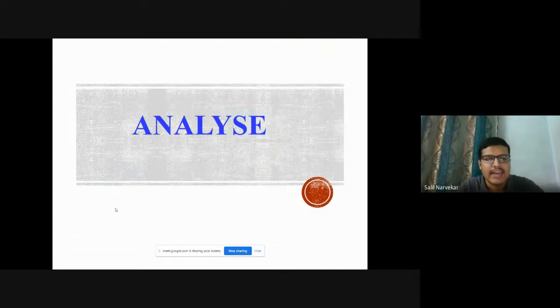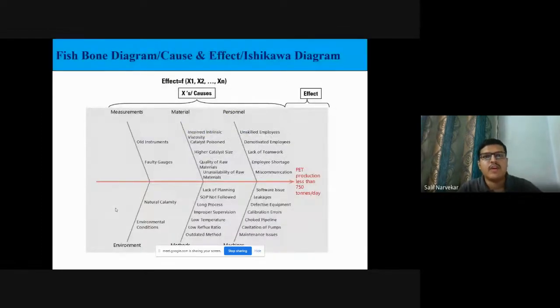Now coming to the analyze phase. In the analyze phase, we try to analyze the process for issues and root causes. The first thing we did here was to list down all the possible causes which could cause this effect. The effect was PET production being less than 750 tons per day.